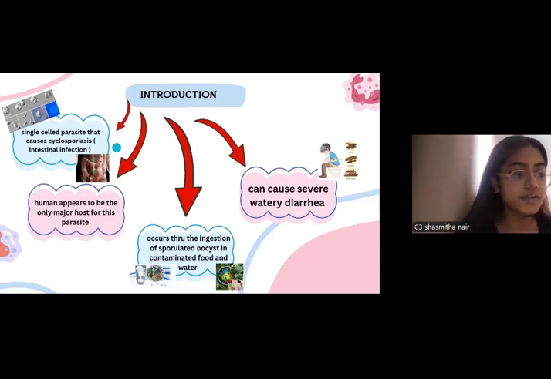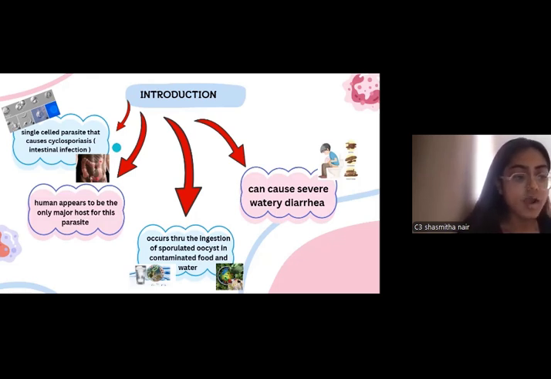This Cyclospora cayetanensis is a single-cell intestinal parasite that causes an infection known as cyclosporiasis. This parasite mainly infects the human intestinal tract, and humans are considered the main host. The infection occurs when a person consumes or drinks contaminated water with sporulated oocysts, which are the infective stage of the parasite.